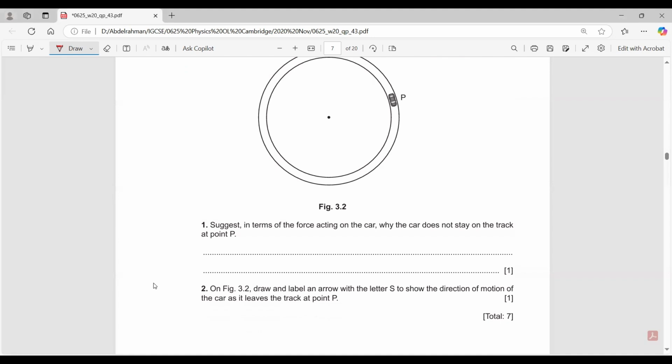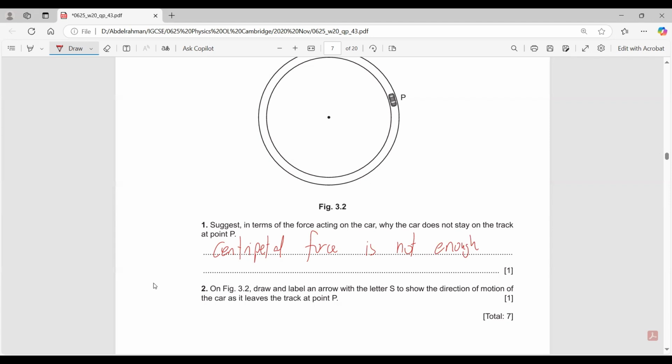You need a stronger centripetal force. The centripetal force is not sufficient. You need a larger centripetal force, which is true because as you increase the speed, this centripetal force is required to keep the car in rotation. It would increase.